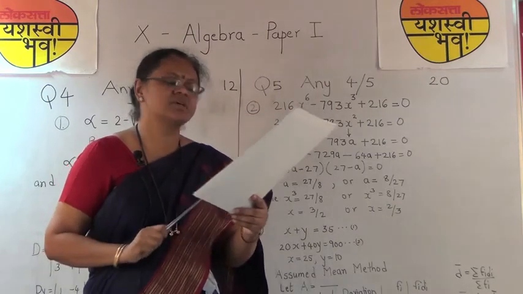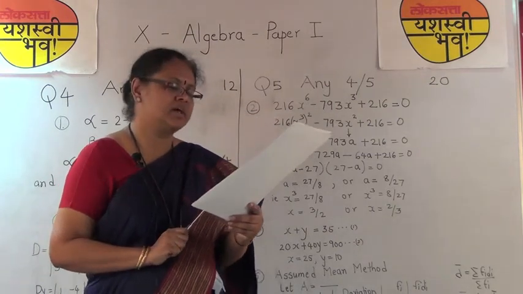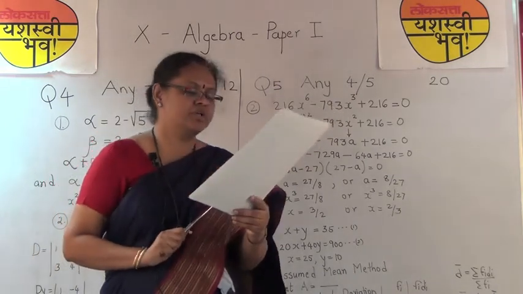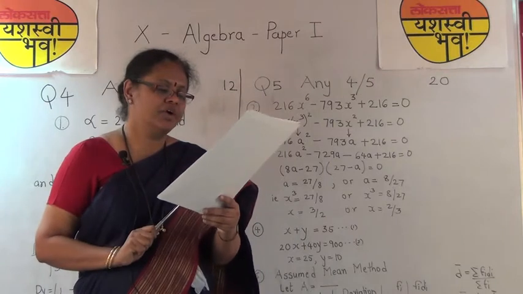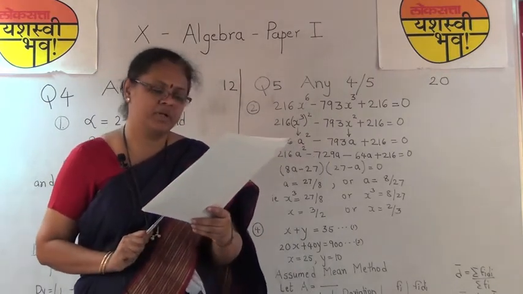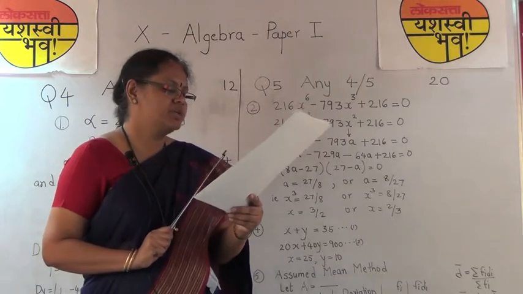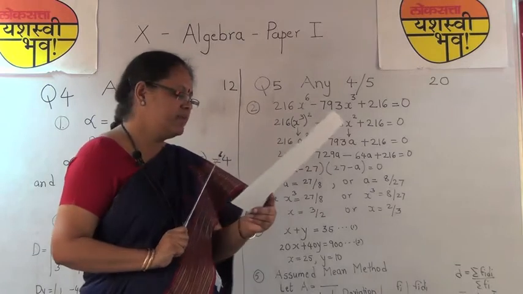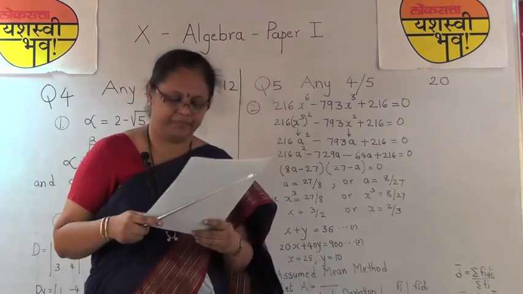The first question is dependent on chapter 1, that is arithmetic progression and geometric progression. The second question is dependent on chapter 2, that is solving a quadratic equation. The third sum is based on chapter number 4, probability. The fourth sum is based on chapter number 3, that is linear equation in 2 variables, and sum number 5 is based on statistics 1.